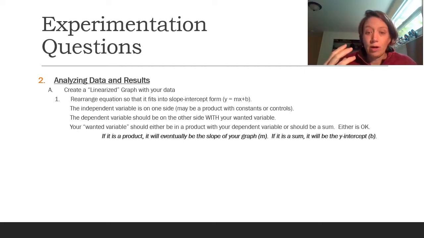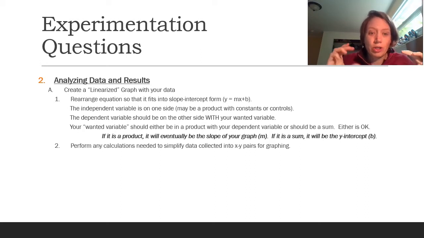The dependent variable is going to end up being the x in this equation, and the wanted variable, whatever you're trying to solve, will probably either be in a product with that variable, in which case it'll be related to the slope, or it'll be in a sum with that, in which case it'll be the intercept, right? So the wanted variable is either going to fit into the M or it's going to fit into the B, depending on what your equation ends up looking like. So that's kind of an important idea.